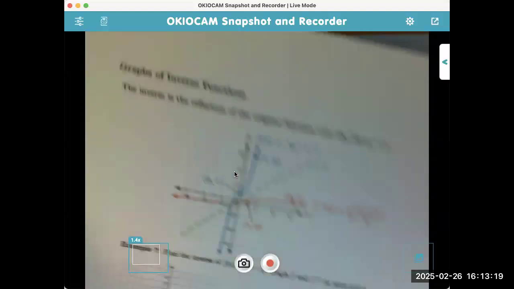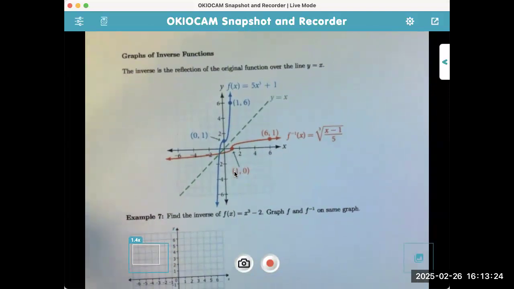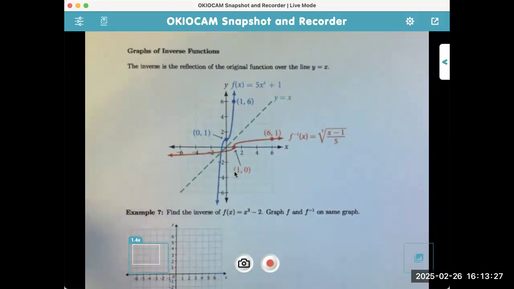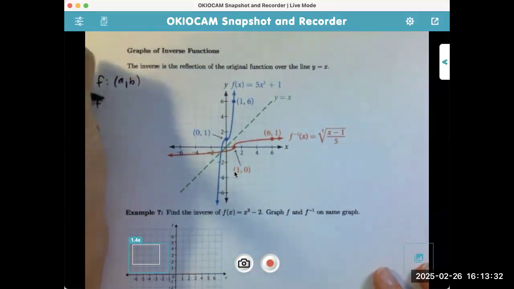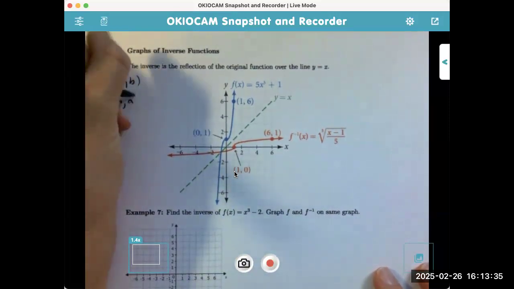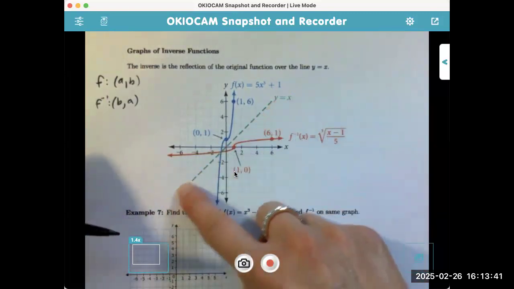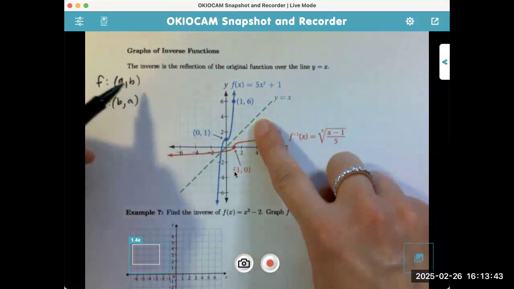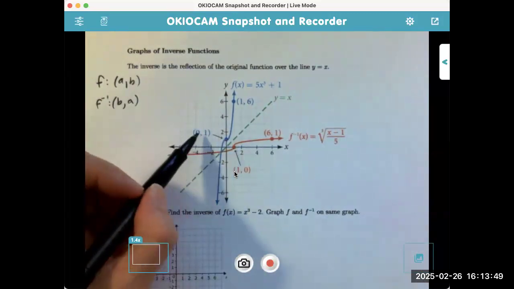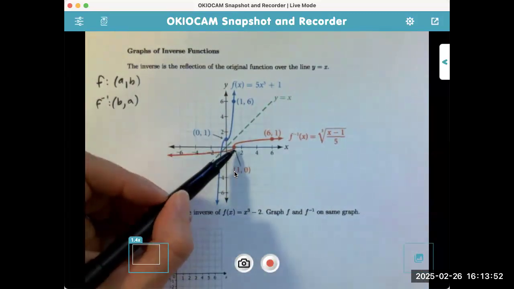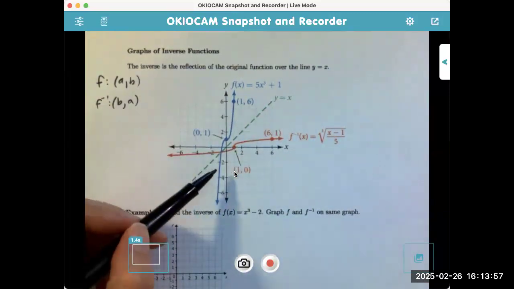Okay, last page for this section. So inverse functions. Remember here that if f has the point (a, b), f inverse has the point (b, a). That is why inverse functions reflect over the identity line, because you have this flip, this reflection, this whoop, flop. So if blue has (0, 1), red has (1, 0). If blue has (1, 6), then red has (6, 1). And so on and so forth.